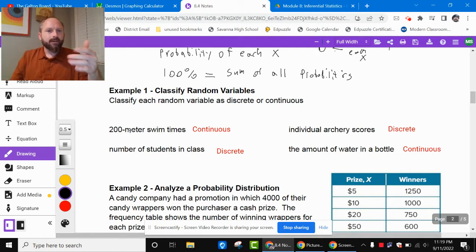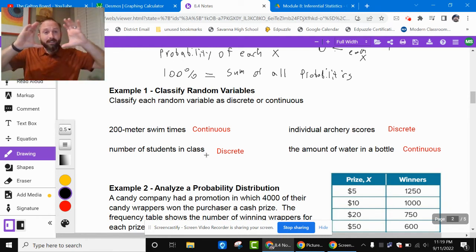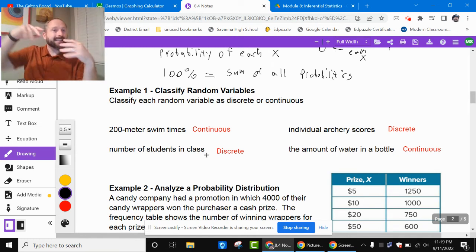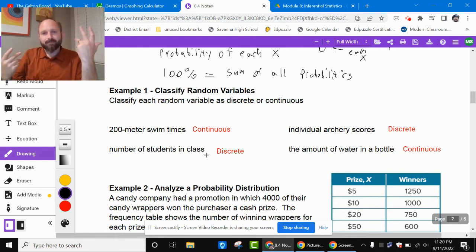It's okay. Number of students in class, you can't have 3.5 people in your class. A person's a person, so it's either 3 or 4, not in between. Individual archery scores: if you look on a target, each target area has a specific countable number, like 2, 1, 5. You can't have 2.5.